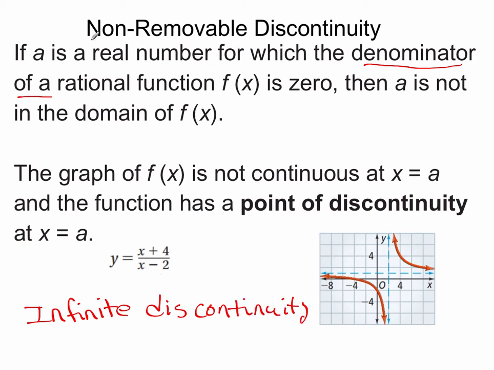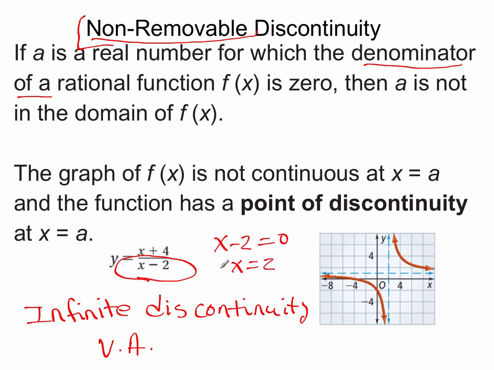But make sure you know that it's not removable because we can't algebraically do anything to get rid of it. You're always going to have a vertical asymptote at a non-removable discontinuity. For this problem, you look at the denominator. X minus 2 is 0 when x equals 2. So x equals 2 is a non-removable discontinuity.